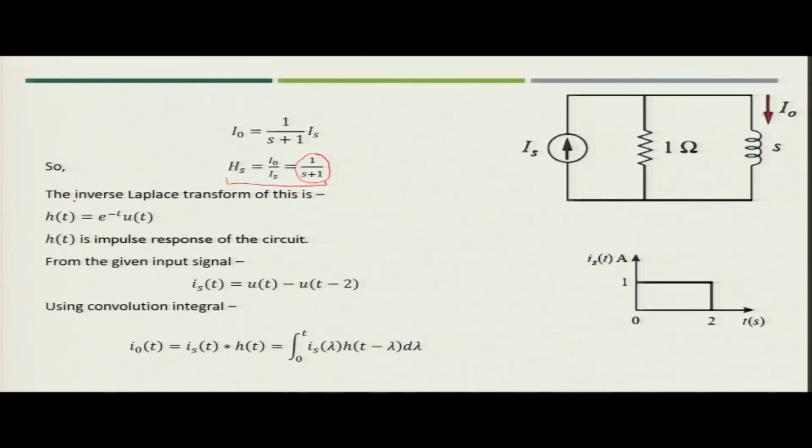Now, if you take the inverse Laplace transform of Hs, what do you get? You get Ht is equal to e to the power minus t ut. That is simply by using the frequency shift property. And what is this? This is basically the impulse response of the circuit.